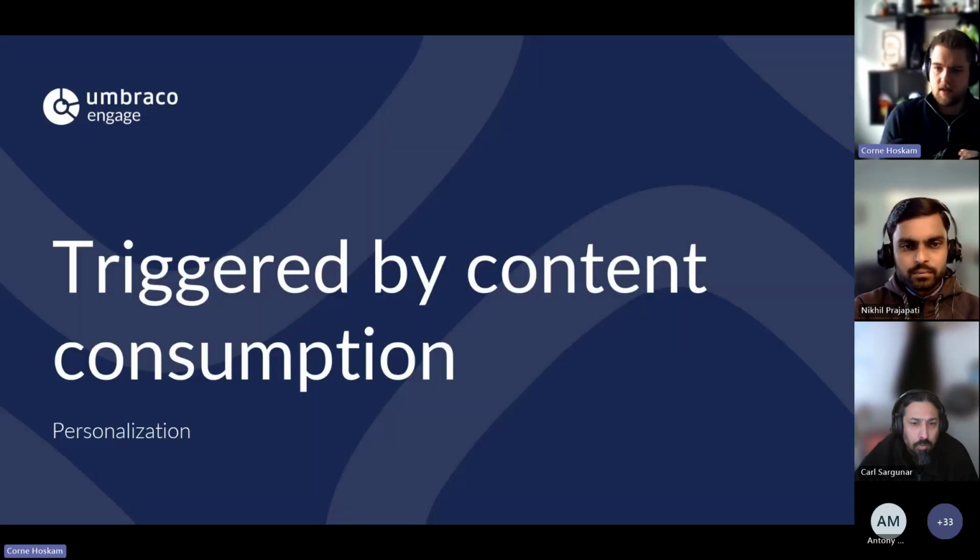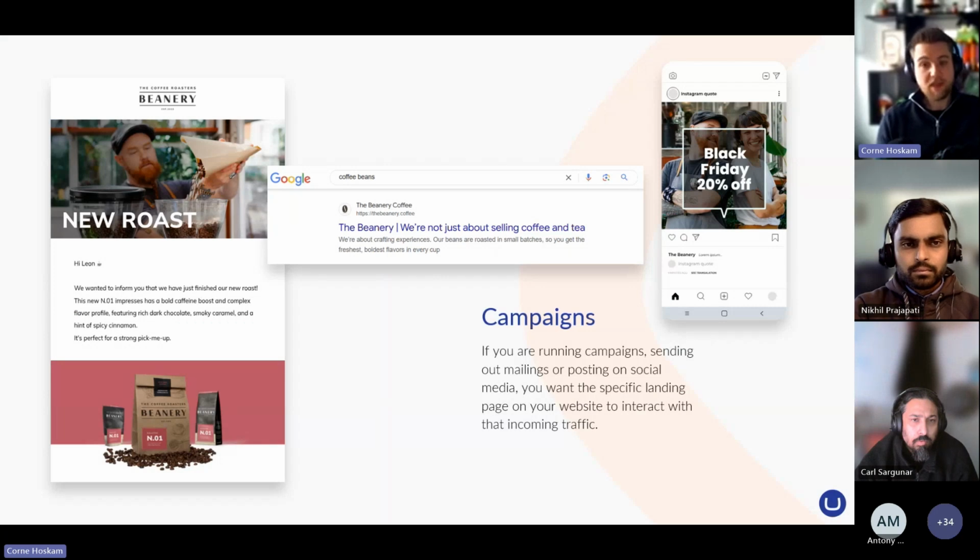So let's take a quick look at another example of personalization that can be triggered by content consumption. In this case, instead of just doing so by watching specific content, we can also trigger personalization through the use of campaigns. Campaigns, if you're running, you are most likely already able to send out things like mailings or postings on social media that are directed to a specific landing page on your website that may be interesting to your visitors, or a specific product or a niche that you're trying to sell.